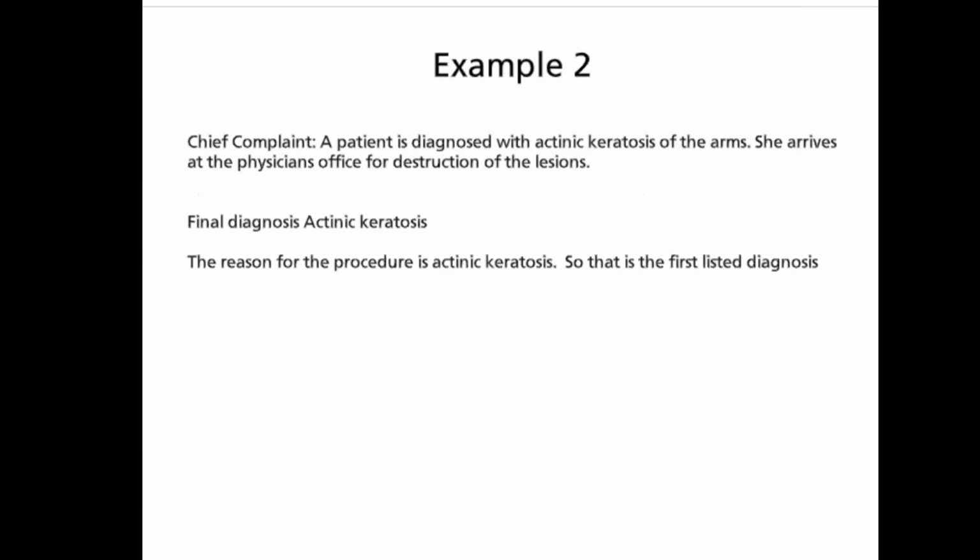Example number 2, chief complaint: a patient is diagnosed with actinic keratosis of the arms. She arrives at the physician's office for destruction of the lesions. Final diagnosis, actinic keratosis. The reason for the procedure is actinic keratosis, so that's the first listed diagnosis. So again, like I mentioned before, the reason for the procedure is going to be your first listed, principal, or primary diagnosis.